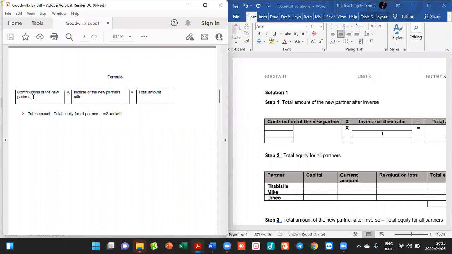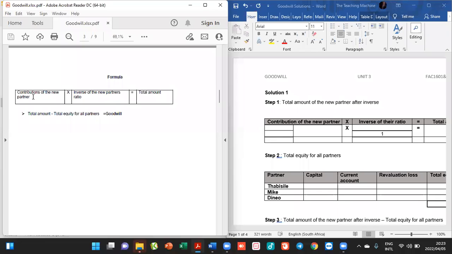What do you mean by inverse of the ratio? If the original ratio is 1/5, the inverse will be 5/1. So in other words, you reciprocate the ratio. If the ratio is 1/2, the inverse of 1/2 is 2/1.